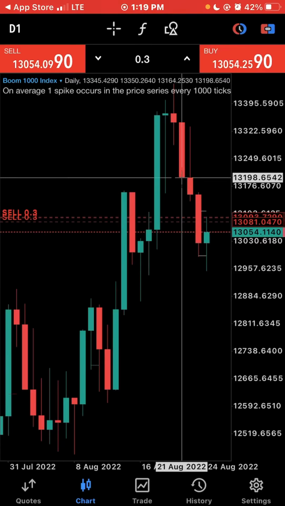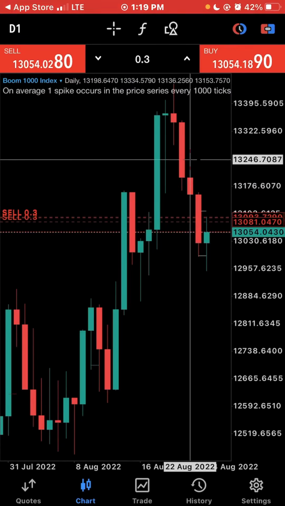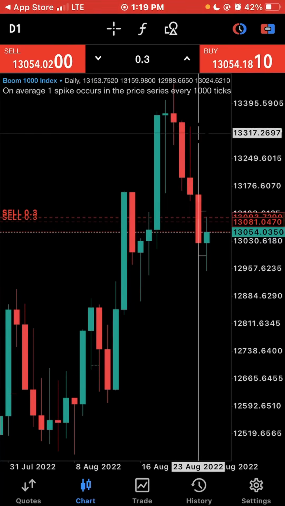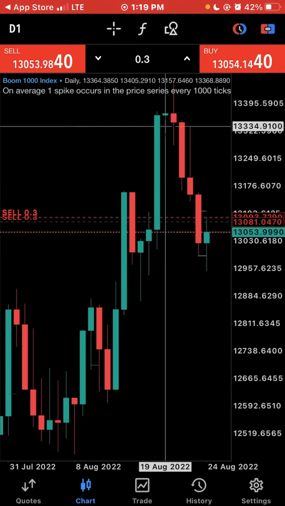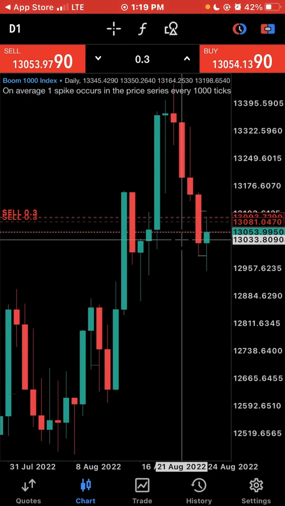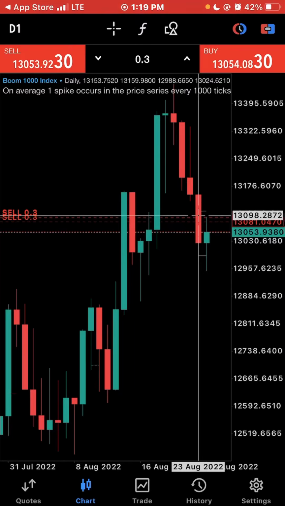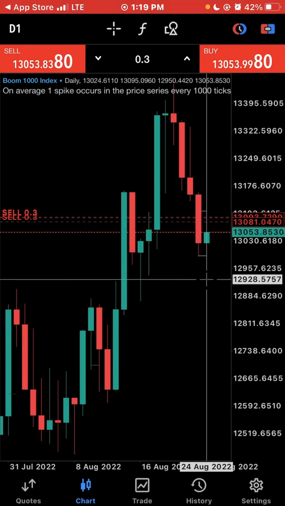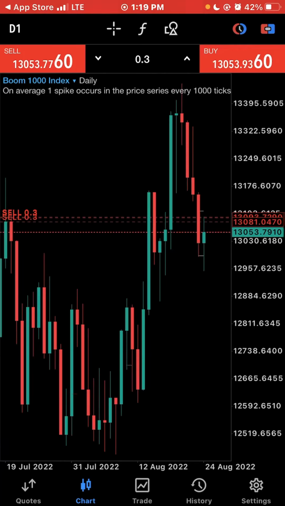Can you see that there was a long wick here? That means price bought very well sometime within this day before it reversed totally and closed here. So it is the same scenario that we're expecting to happen here. Price has already bought into the previous day lows, then it will now sell again back downward, because the general trend of Boom 1000 is a sell trend. Okay, so that's the first criteria.